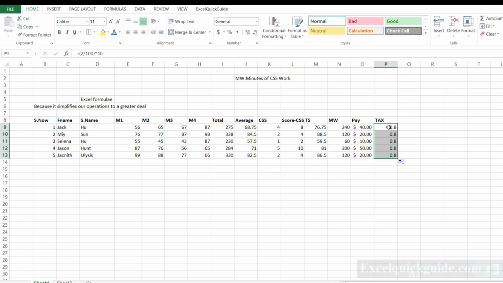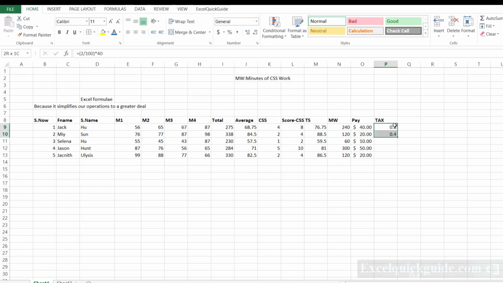So this is because we are having an issue here. We cannot pull it down because the referencing is not done properly. So what I will do, I will do one more cell. So this is equal to, so 2 divided by 100, that's a percentage, times $20. So 40 cents goes away.